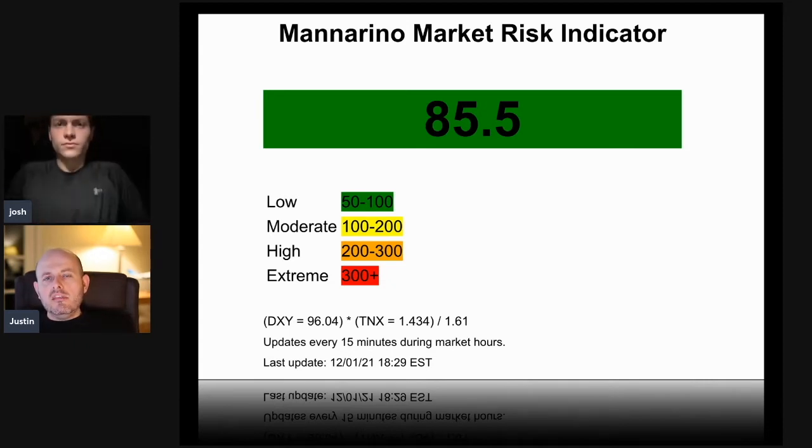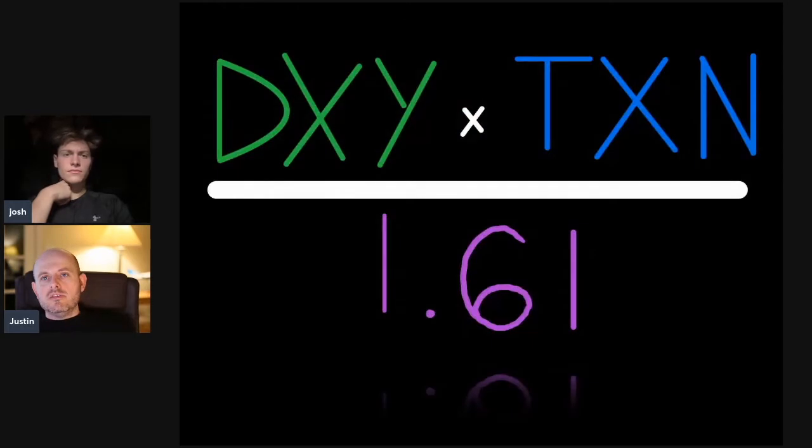And so the key thing for the MMRI is that Mannarino looks at demand for dollars, demand for debt, and he has a number that he divides it by to give an indication of risk in the market. So let's dig into this a little deeper. Mannarino looks at the relative strength of the dollar via the Dixie, as well as demand for 10-year treasuries. Now let's pause for a second and remember that bond prices and yield on bonds are inversely correlated. So the more people want bonds, the less they yield. And the less they want bonds, or the more they sell them, the more the yield rises.